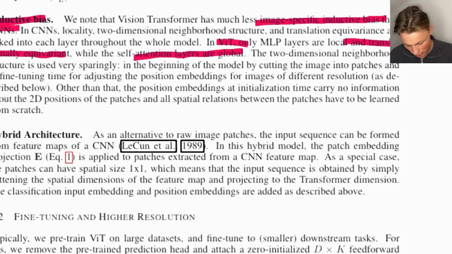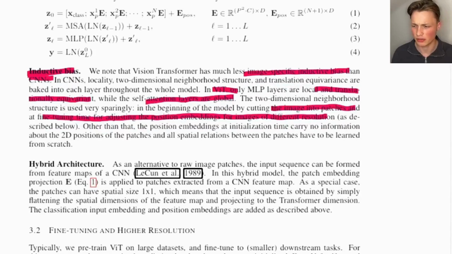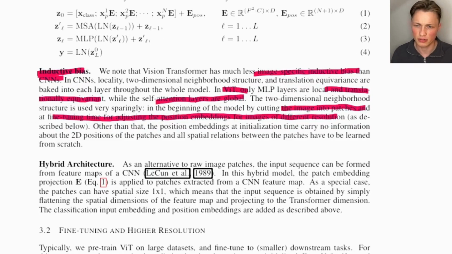The two-dimensional neighborhood structure is used very sparingly in the beginning of the model by cutting the image into patches, and at fine-tuning time for adjusting the position embedding for images of different resolutions. So yeah, what they are just saying here is that there's a little inductive bias, but if you compare to a normal CNN, it's much less.